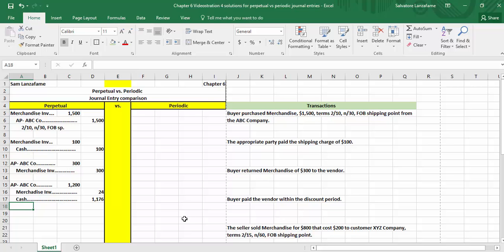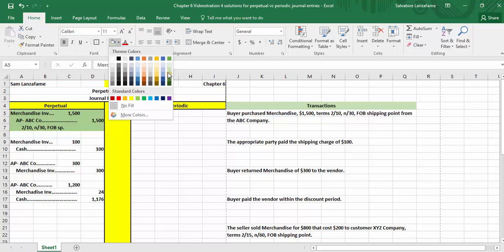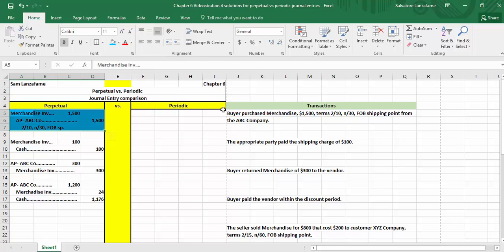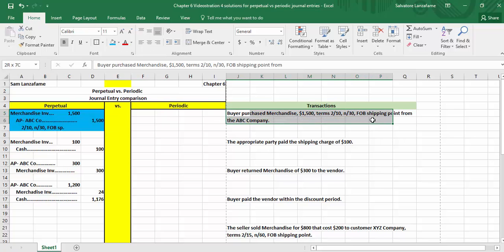Okay, let's take a look at these same transactions, but now let's look at them from a periodic point of view. So let me color code these a little bit here to help us go through this process. We can compare them easier with the colors, I think.